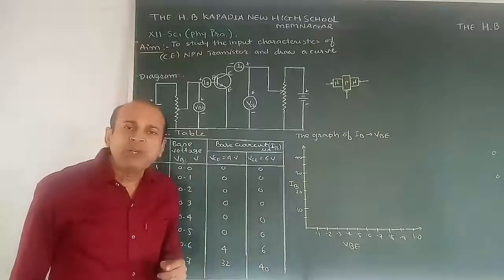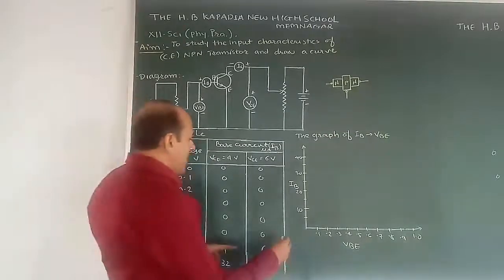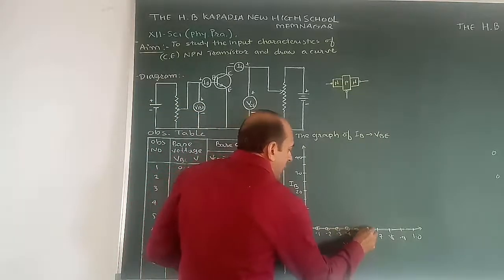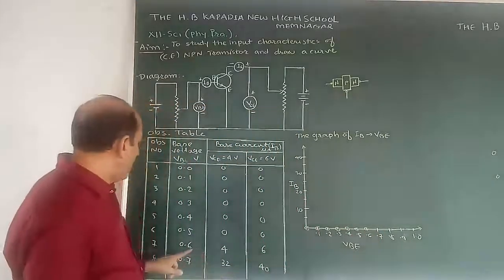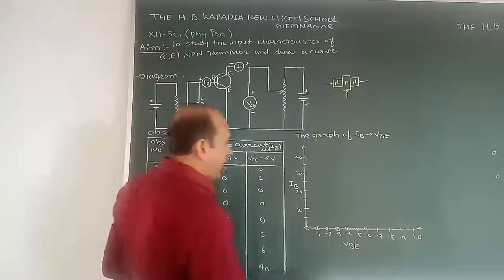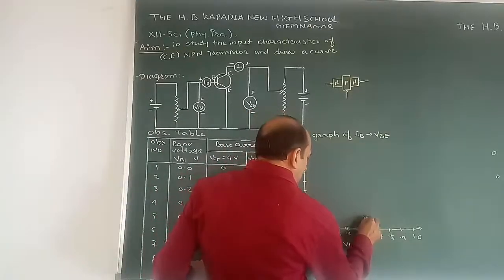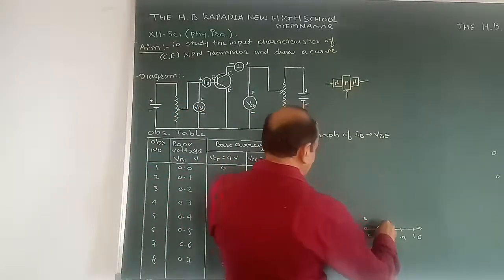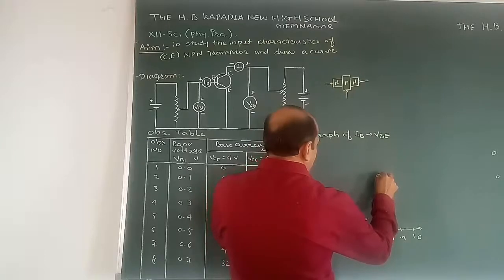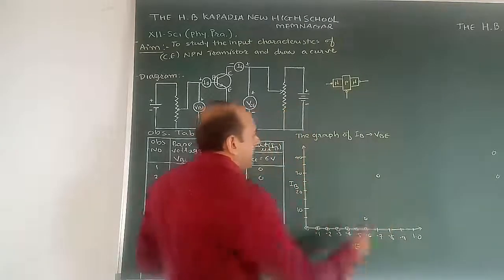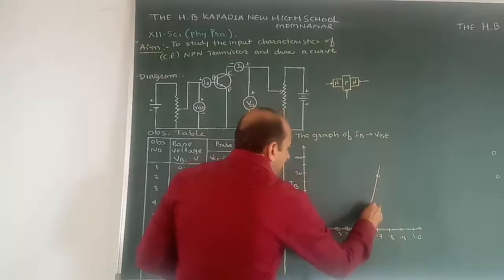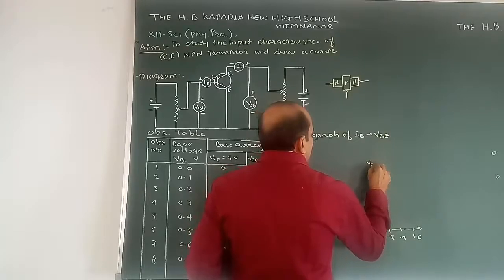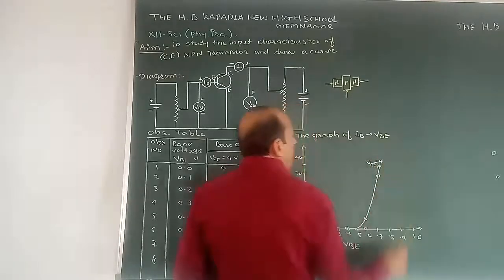Now let me plot the graph of this. For 0.6 the current was 4 microampere, and for 0.7 it was 32. So for this it is equal to 4, and for this it is 32. Let me plot this graph when VCE is equal to 4 volt.